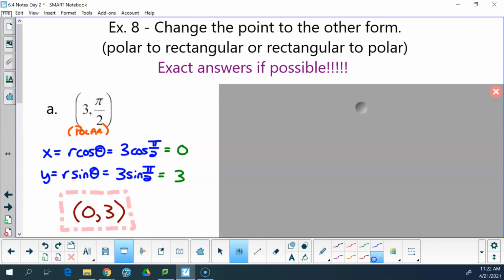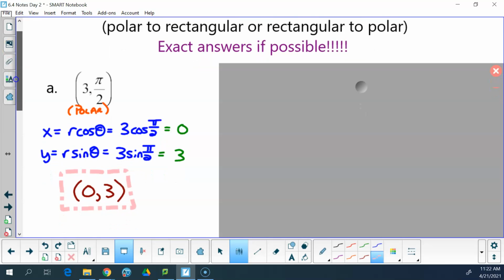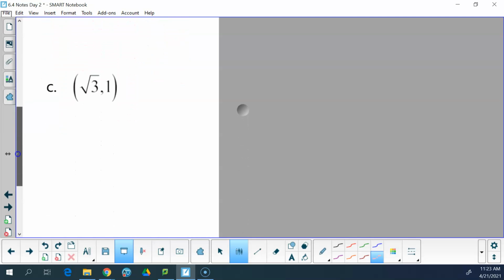So if you look like you've got a little question going on inside, in betwixt the ears. Anybody? Okay. Let's look at C. Polar or rectangular? It looks rectangular to me, because I don't see any angles, degrees, or pi for that matter.